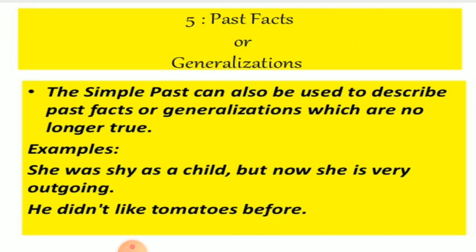He didn't like tomatoes before. Means पहले उसको tomatoes अच्छे नहीं लगते थे, so that is also the past. So to show that we are using simple past tense.